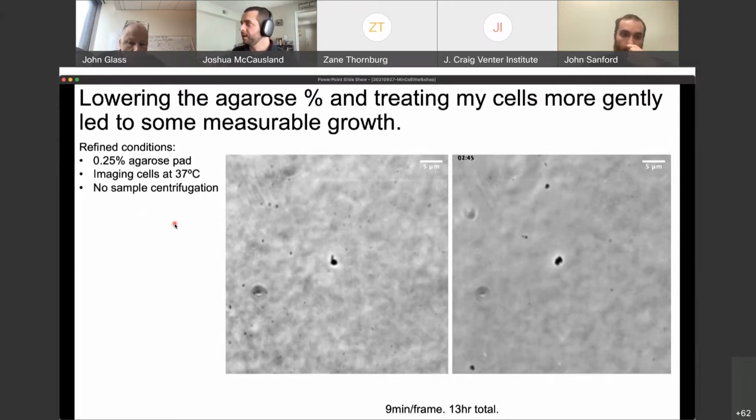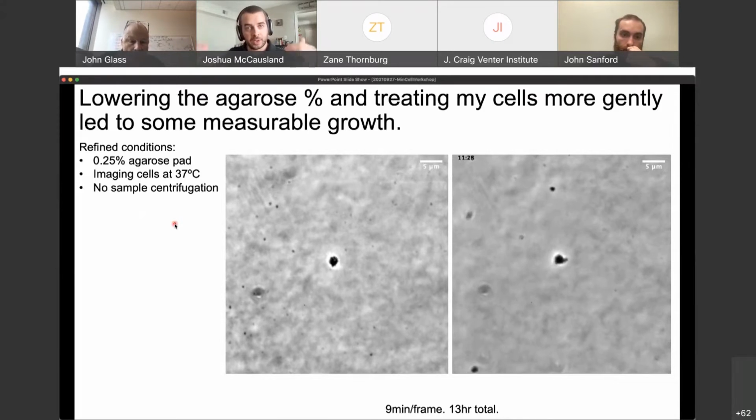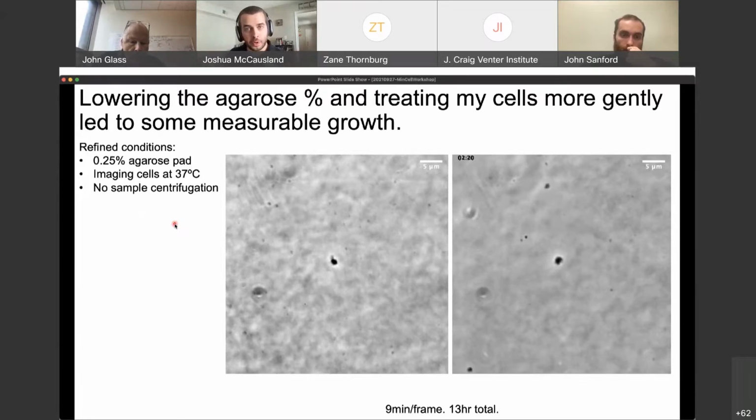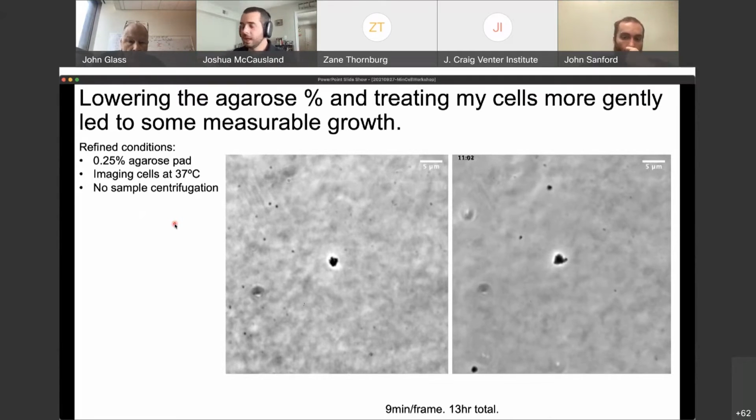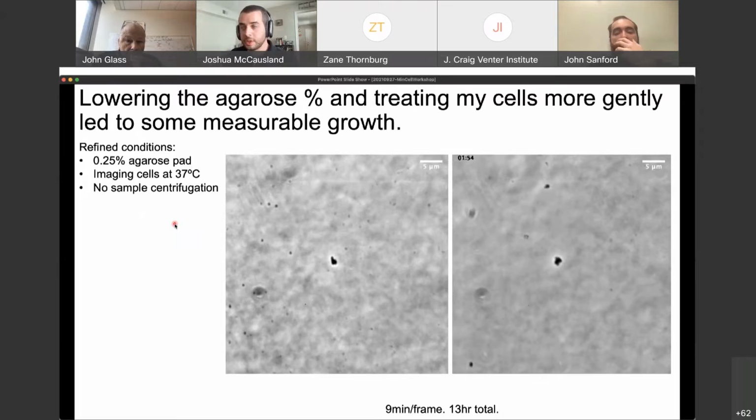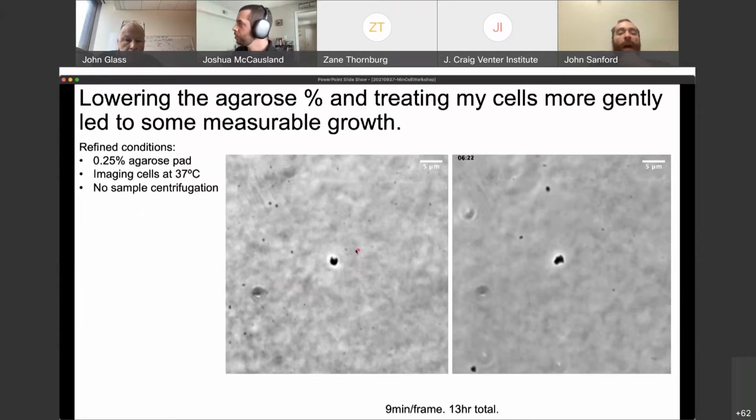And by the summer, I was able to identify some conditions, such as if you bring down the agarose pad percentage and reduce the pressure that's applying to the cells, you bring the stage up to 37C, and you don't centrifuge the cells and you treat them carefully, you do start seeing clusters of cells grow.